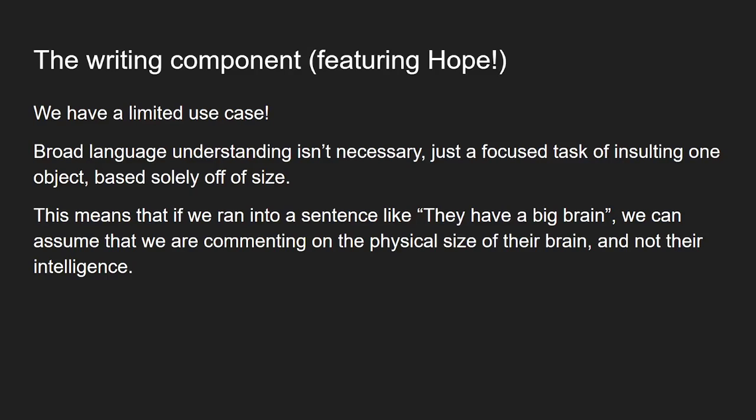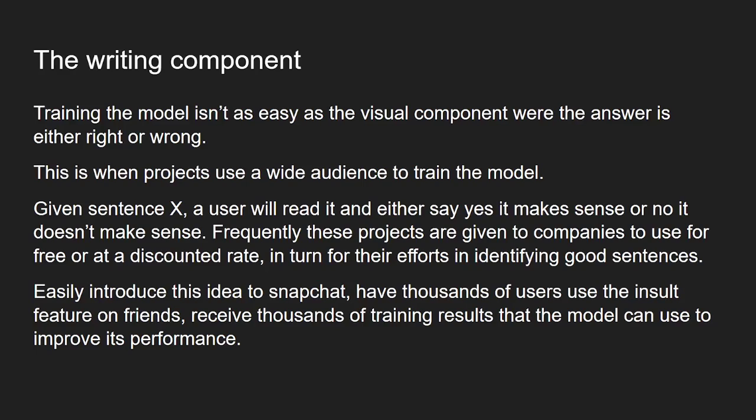And this introduces a bunch of complexity, but we have hope in our case in that we're using it in a very limited use. Broad language understanding isn't necessary, just a focused task of insulting one object based solely off of its size. So, with a sentence like, they have a big brain, we can assume that we are commenting on the physical size of their brain and not on their intelligence.